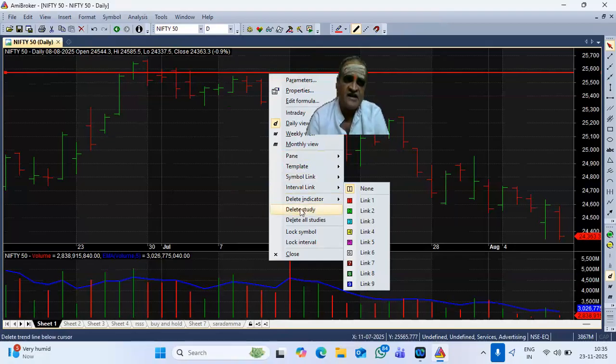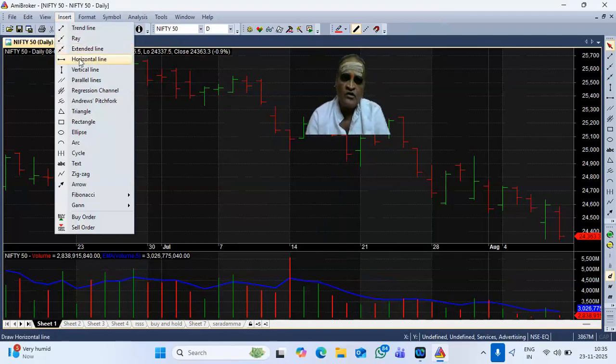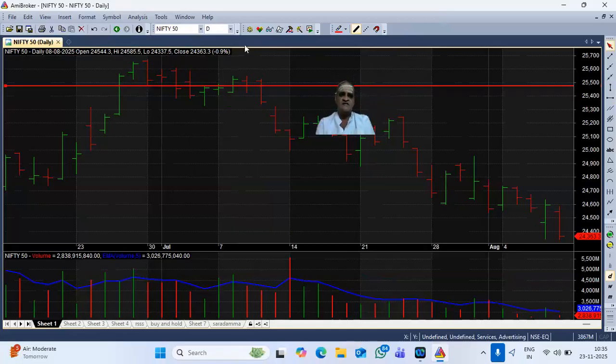So what I do is I delete this study, and again I will insert one horizontal line below, just at the low of this bar. This is the highest bar compared to the last 2 days. So I wait for the low of the next bar to close below this line. You can see that the low has come down below this level, and the close is also below this level.